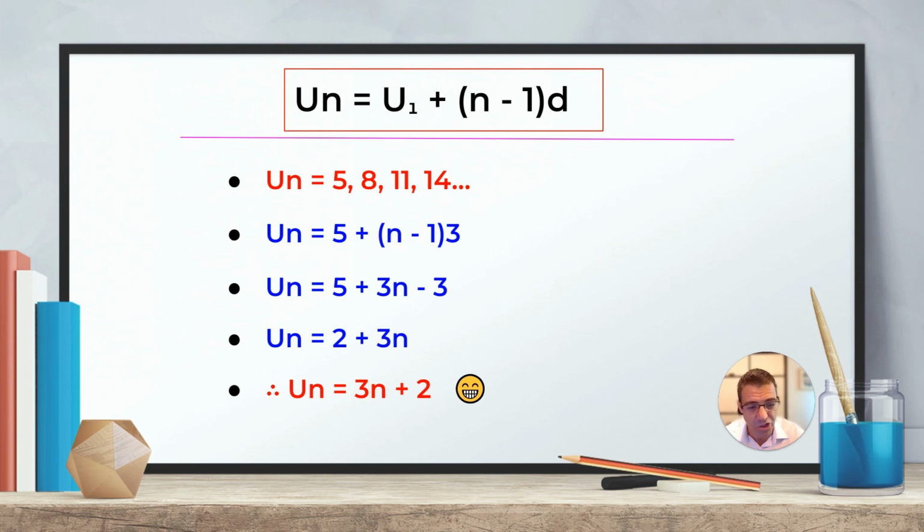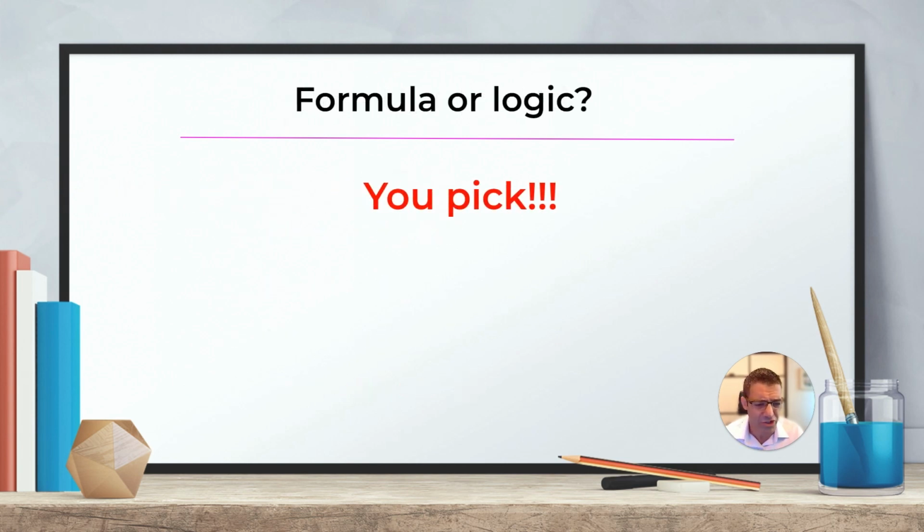And you can find it with logic, thinking I've got jumps of 3 and I'm adjusting for plus 2 to get to 5. Or you can use this formula, which is I've got a first term of 5 plus n minus 1 times the distance, which is 3. And of course, in both cases, you find the same formula because there's only one expression for un. Un is 3n plus 2. It's a sequence of 3's that starts 2 to the right. So whether you want to use the formula or whether you want to use logic, this is entirely up to you. So should you be using formula or logic? You pick. It's really your decision.